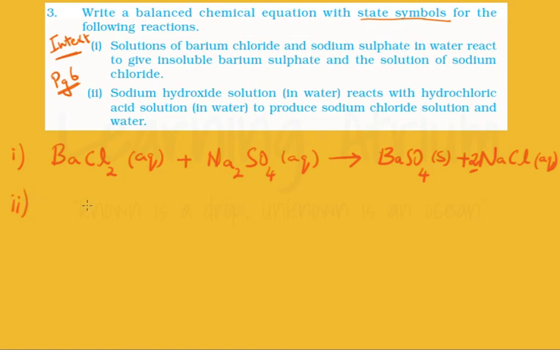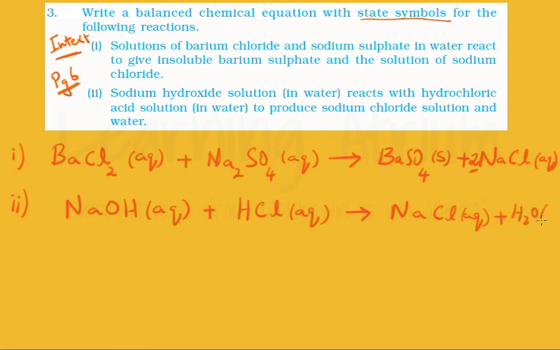Now we move on to equation number 2, where we have sodium hydroxide, again a solution, so it is aq in water, reacts with hydrochloric acid in water, so HCl aq, to produce sodium chloride solution NaCl aq plus water H2O liquid. If you look at the equation for balancing, sodium 1 atom on both the sides, oxygen 1 atom on both the sides, hydrogen is 2 atoms on the left hand side, and here also it is 2 atoms, and chlorine is 1 atom on both the sides. So this equation is also balanced. So we have balanced both the chemical equations, and we have written the state symbols for each equation.